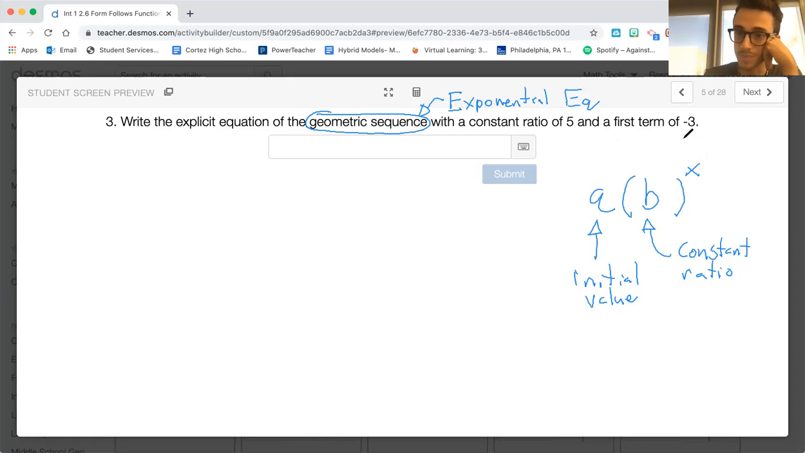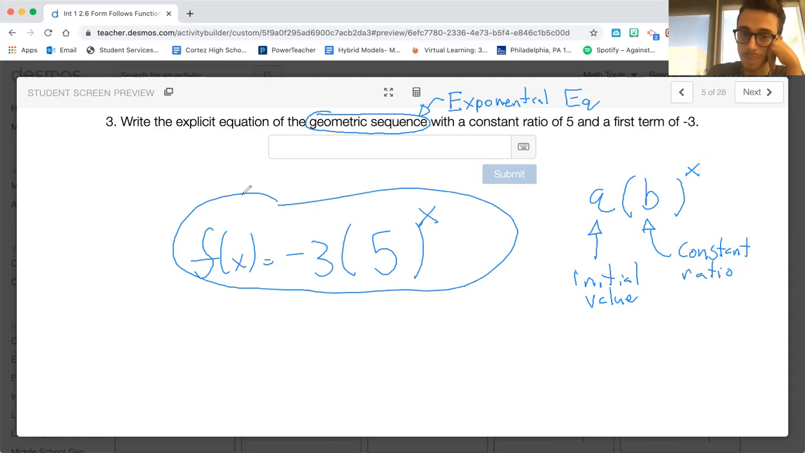This one's pretty simple. First term is -3. In parentheses, we want 5, and this occurs X times. We'll put in f of X equals this. Call it a day on this one. Cool. So notice the first few are just you setting up the equation. It's not so much graph everything. Setting up the equation is such a big pivotal thing that we did in this whole module.